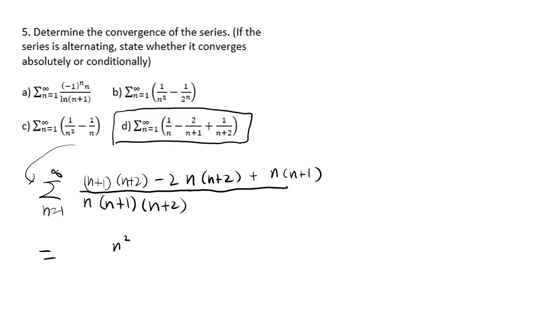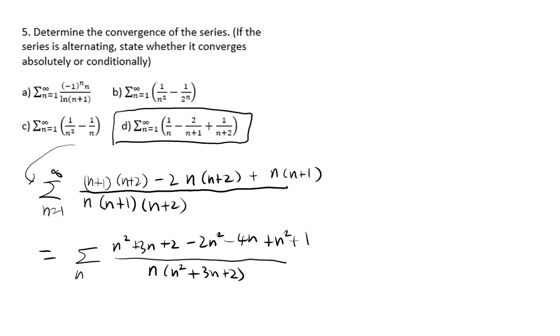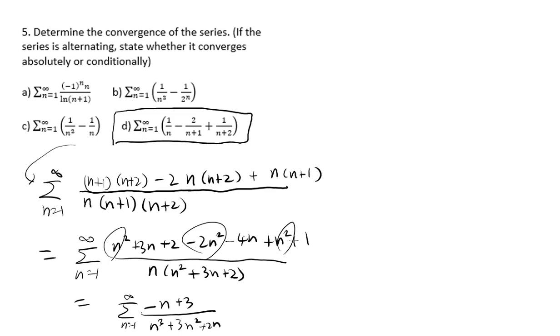Now if you simplify this as n squared plus 3n plus 2 minus 2n squared minus 4n plus n squared plus 1 over, this would be n times (n plus 1)(n plus 2), that is n cubed plus 3n squared plus 2n. And n squared, negative 2n squared, n squared all cancel away. And you end up with negative n plus 3 on top, whereas on the bottom you have n cubed plus 3n squared plus 2n. So this is what you get if you rewrite it. And then, because the dominant term is like n over n cubed, that is like 1 over n squared.